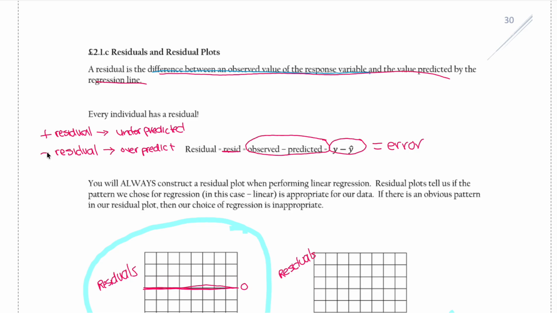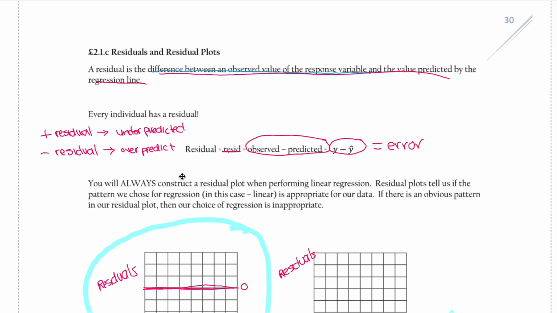If it's a negative residual, then we over-predicted. And residual, you can also write it shortened like that, is observed minus predicted, which is also equal to y minus y hat, and it all equals error. So residual is another way to say error.